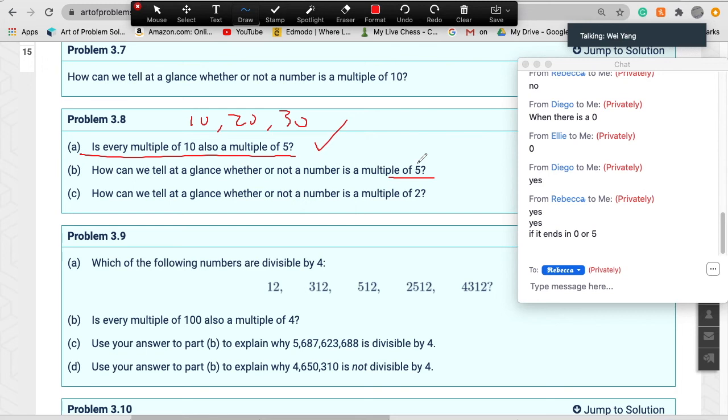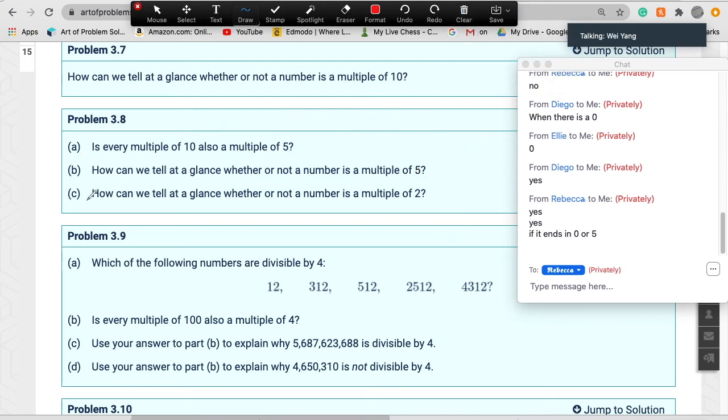Yes, you're right. Either ends in 0 or 5. Yeah, Rebecca, you're right. That number either ends with 0 or 5 in the ones digit. Then that number will be divisible by 5. Like 25, 30, 35, 40. This kind of number is a multiple of 5. Otherwise, they cannot be multiples of 5.